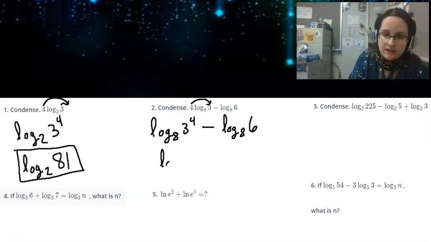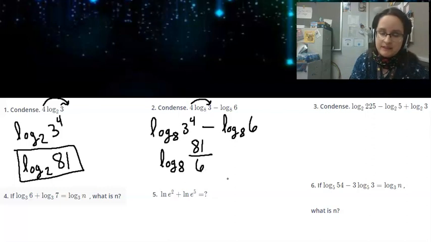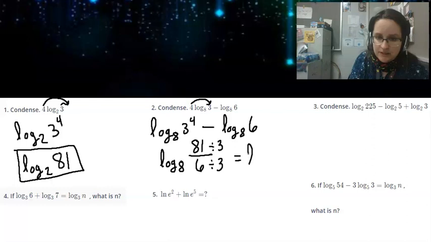And 3 to the 4th from the previous example is 81. So we have log 8 of 81 divided by 6. And you can reduce this fraction by dividing each by 3, the unity fraction 3 over 3. So our simplified condensed expression is log 8 of 27 over 2.